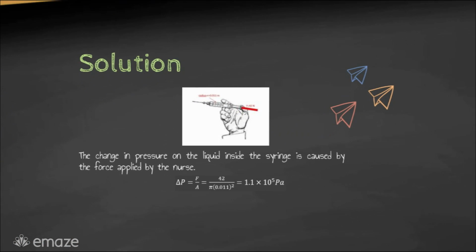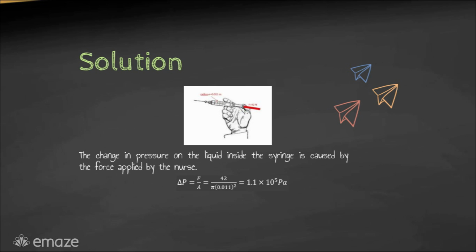We know that the change in pressure is caused by the force applied by the nurse. Therefore, we can find the pressure difference with the equation delta P equals F per A, where A is the surface area of the syringe, which is circular. Now, with some calculations, we obtain the pressure difference 1.1 times 10 to the power of 5 Pascal.